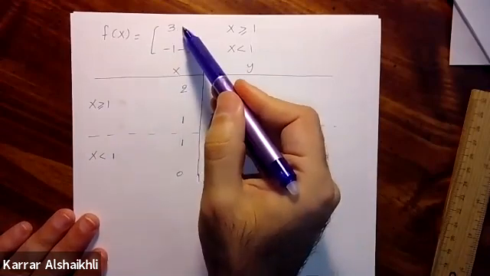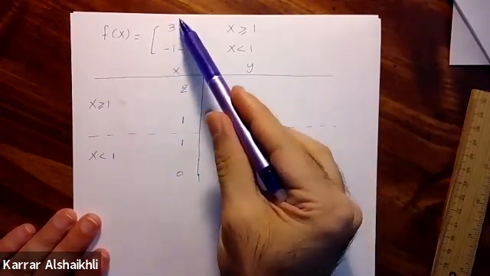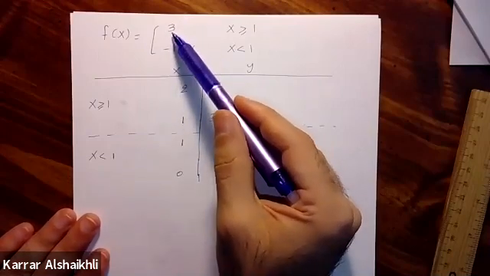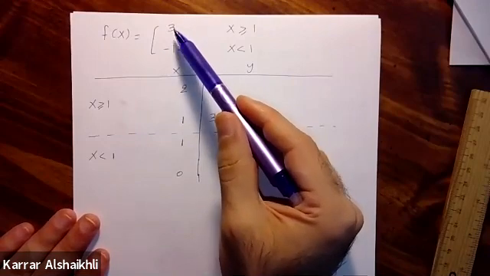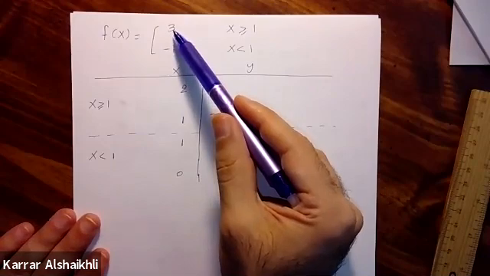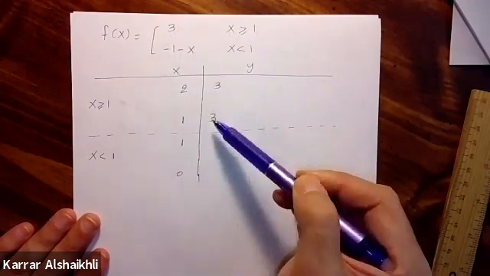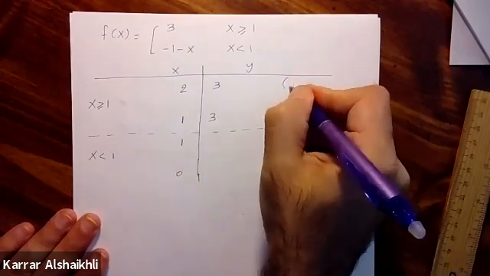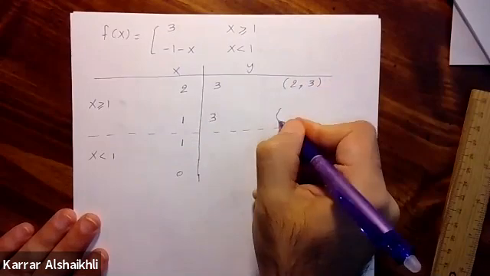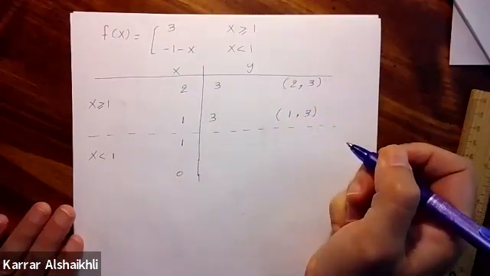Because there is no x here to plug in the number. So when you have just a number by itself, that means this is the y value. When you have any x here, x is 2, 3, 4, 5, 6, any x with this condition, with the first piece, the y is going to be 3. So the first point here is going to be 2 and 3. And the second point is going to be 1 and 3.